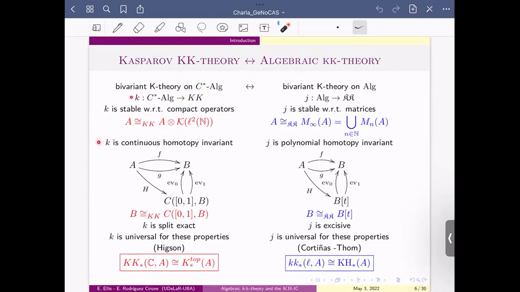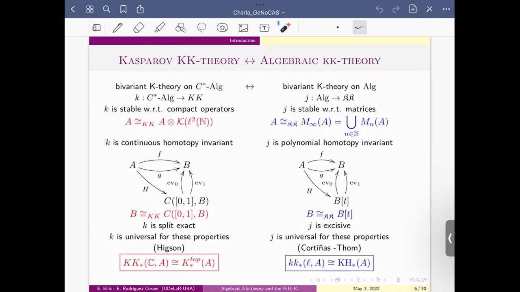This functor is continuous homotopy invariant. That means that if we have a C*-algebra B, we identify it with the C*-algebra of continuous functions from the interval to B. And this functor is split exact, and this functor is universal for these properties.